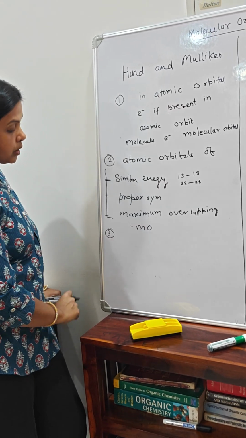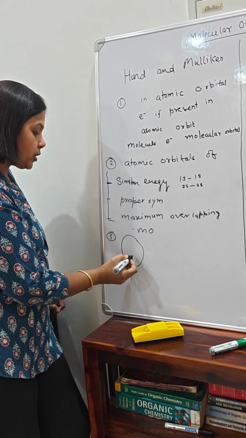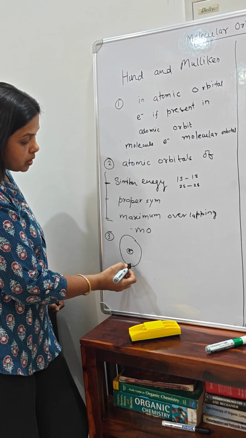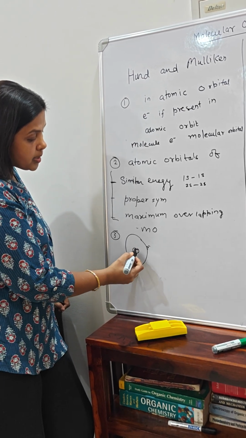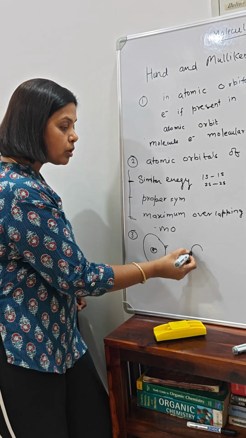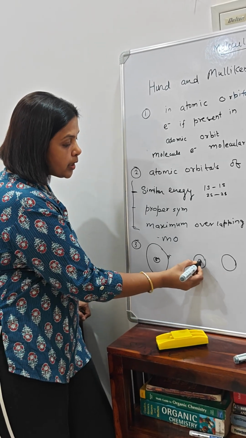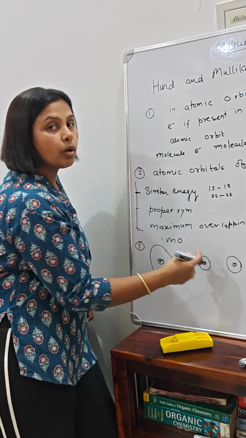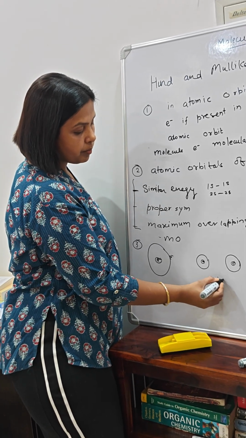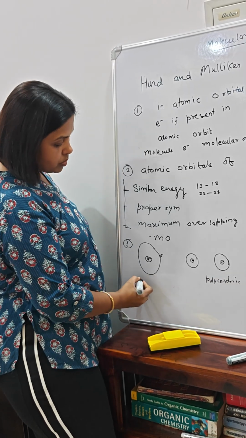Third thing: in an atom, if we say this is an atom, there is a nucleus. So the electron is under the influence of a single nucleus. But in a molecule, since more than one atom is present, the electron is under the influence of multiple nuclei, which is called polycentric influence. Here it is monocentric.